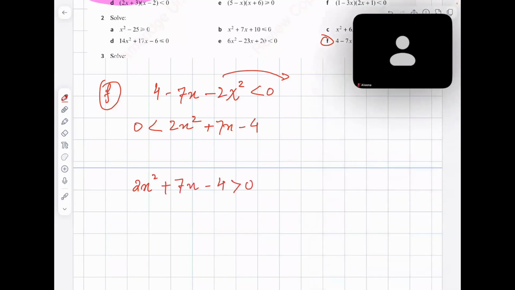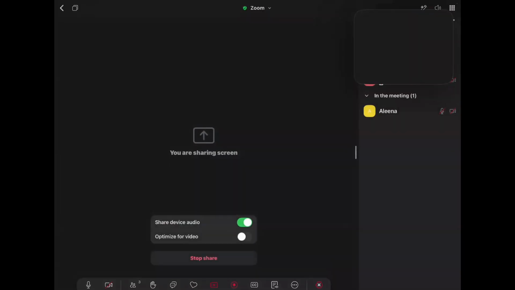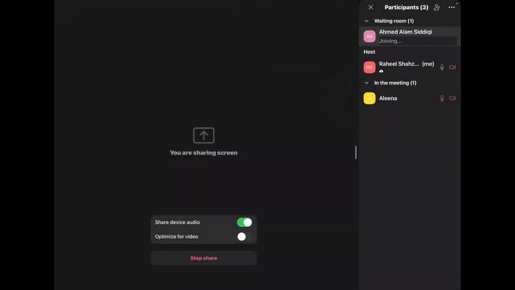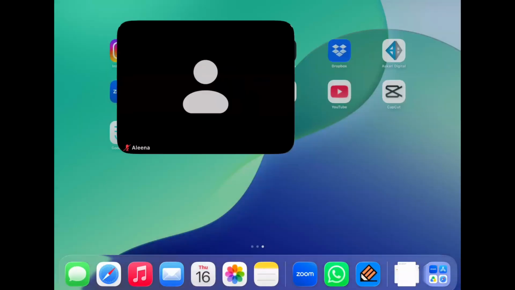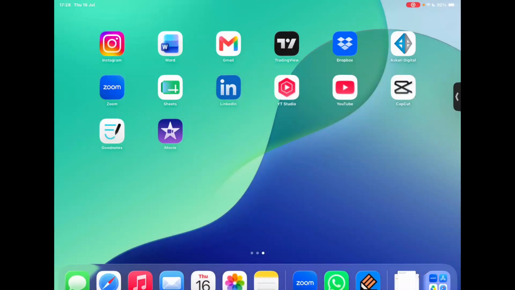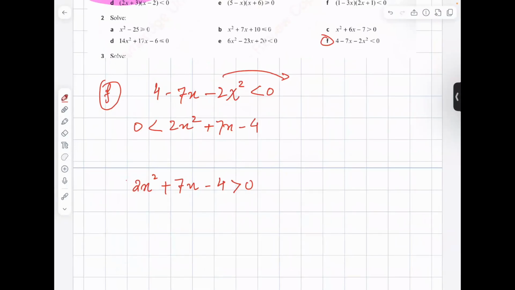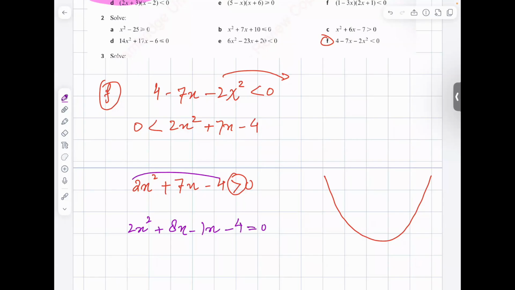Okay. Now, when we say this thing is greater than 0 and it's a smiley face, that means the curve would be like this, greater than 0. So let's find out the zeros. 2 fours are 8. That would give us 2x square plus 8x minus 1x minus 4 is equal to 0.